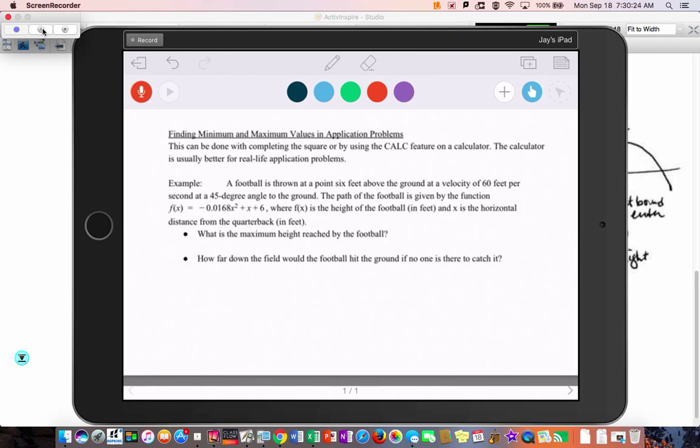This last problem, we're going to do it on the calculator, so we're going to type in the equation into the calculator, use the calculator to find the maximum, and then also find the 0. So I'll show you a trick for that.